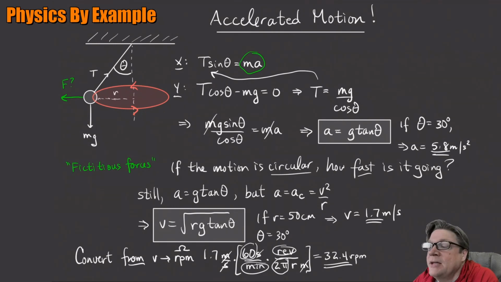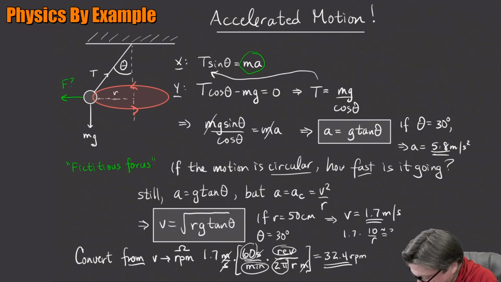It's just 10. So if we're just going to approximate stuff and get it quick, that's just 10 divided by r. So the conversion factor in going from meters per second to RPM is you just multiply 1.7 times 10 over r. My r was 50 centimeters, half a meter. 10 over a half is like 20, right? 20 times 1.7 is going to be right around 34. So 32.4 is the exact answer. The approximate answer is going to be about 34.